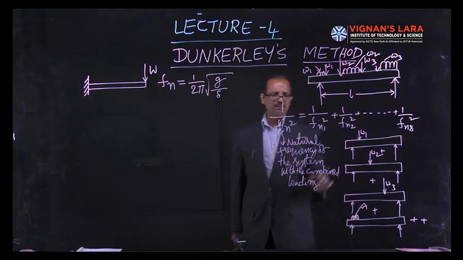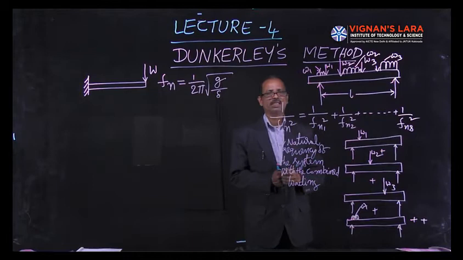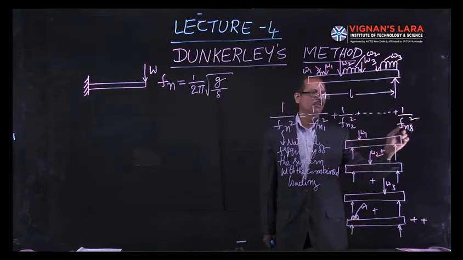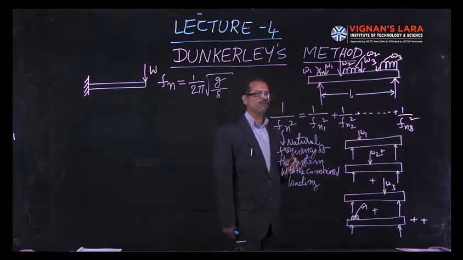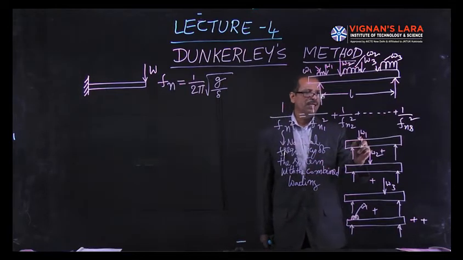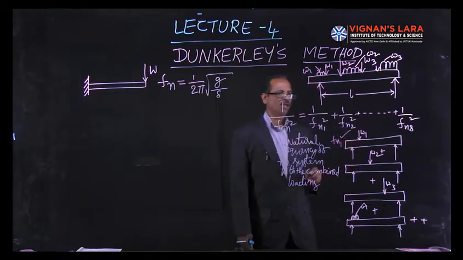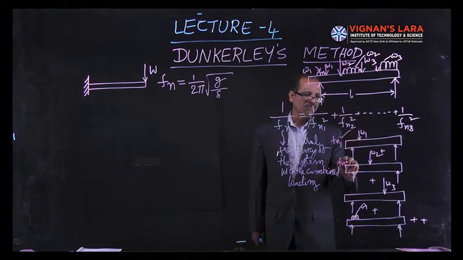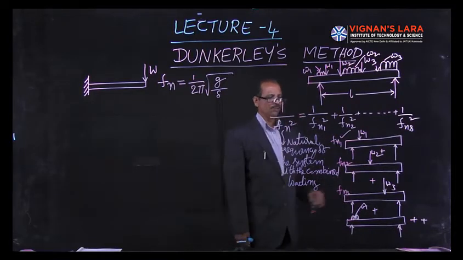The natural frequency can be obtained by using this Dunkerley's equation or Dunkerley's method. That is, 1 by Fn square is equal to 1 by Fn1 square plus 1 by Fn2 square plus so on plus 1 by Fns square. What are Fn1, Fn2, Fn3? If you consider only load 1, that is W1, then what is the natural frequency of the system? That is called Fn1. If you consider only load 2, the natural frequency of the system is Fn2, like Fn3, and so on.